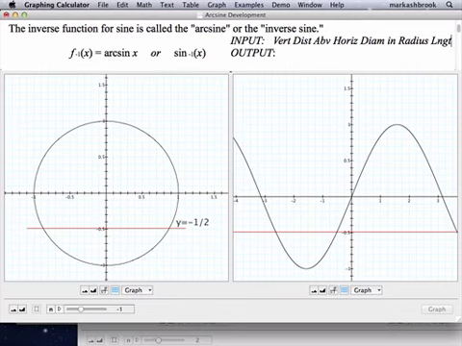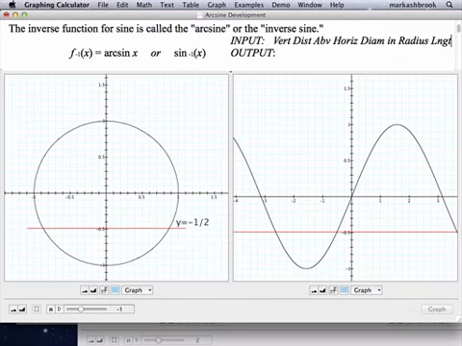What's the least value that we can have for a number of radius lengths below the horizontal diameter? Negative the radius, but in radius lengths, so it would be negative 1. We can't put negative 1.3 into this. It'll refuse it. What's the greatest number of radius lengths? The top of the circle, 1. So what goes into arcsine has to be between negative 1 and 1, just like what comes out of sine is always from negative 1 to 1.